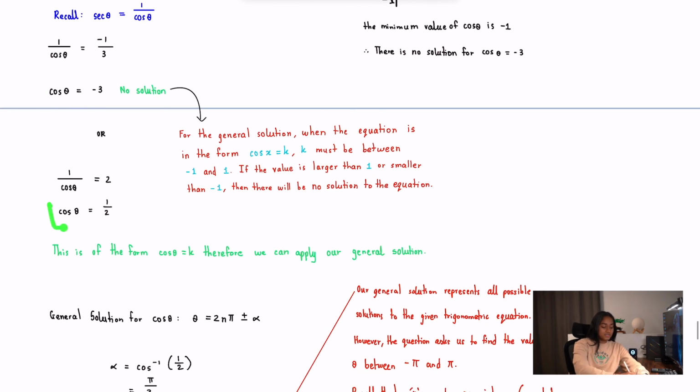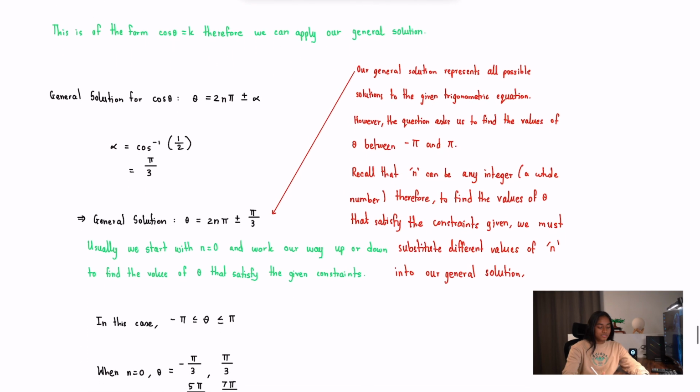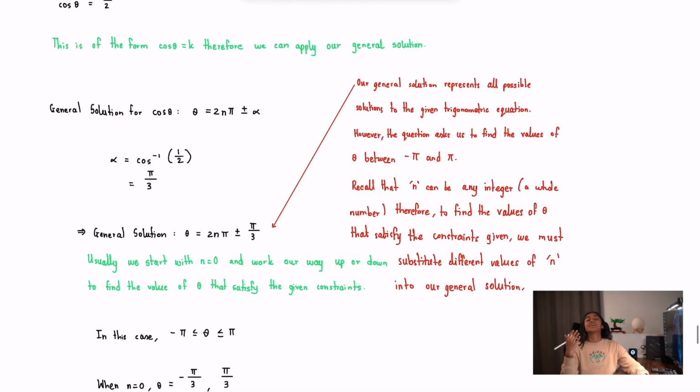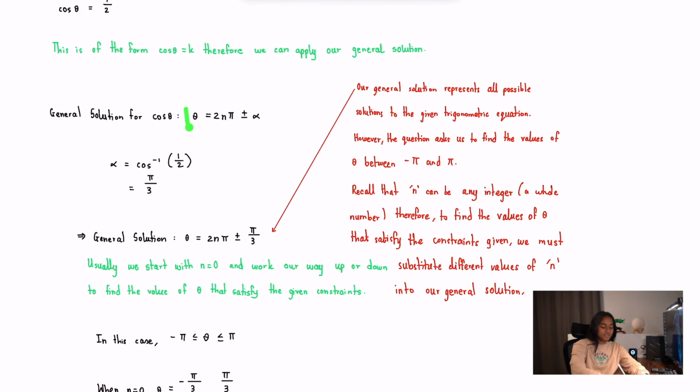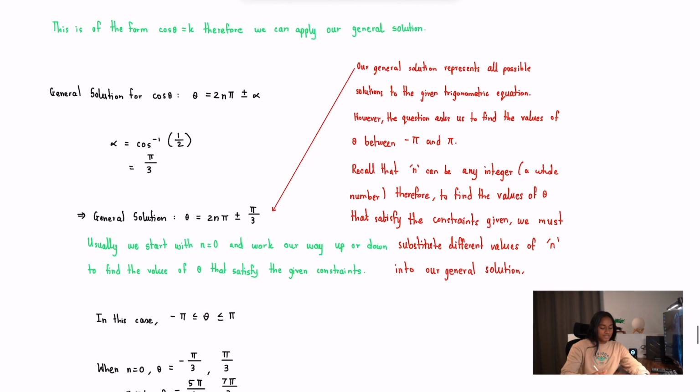Or cos theta is equal to a half. So this is of the form cos theta is equal to k. So therefore we can apply our general solution. Recall the general solution for cos theta is theta is equal to 2n pi plus or minus alpha. So the first thing we do is find alpha, and that happens to be pi over 3. Remember, to do that, it's the inverse of cos k, right? So k is a half, so we simplify and find that.